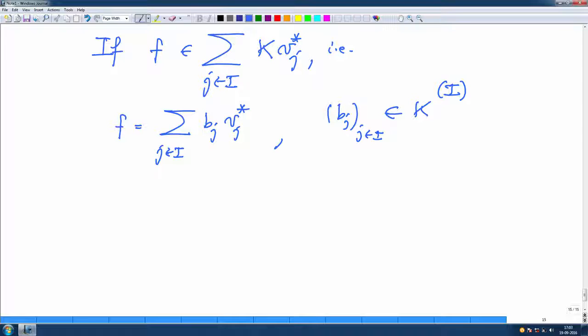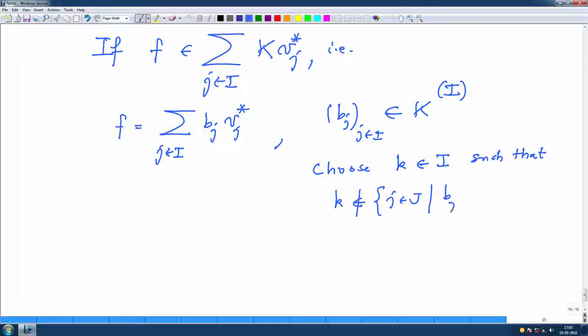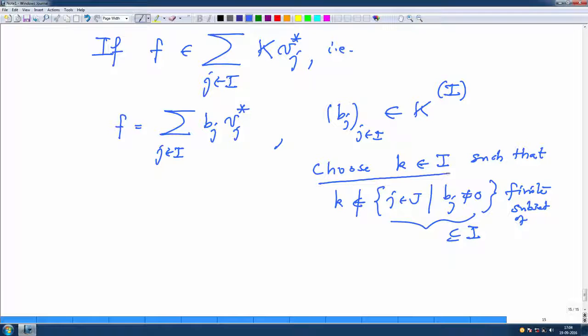Only finitely many b_j's are non-zero, and I is our infinite set. So, choose an index small k in I such that this index k does not belong to all those j's for which b_j's are non-zero. This is a finite subset of I, it is contained in I, and definitely I is infinite, therefore I can always choose k in I which is not in this.